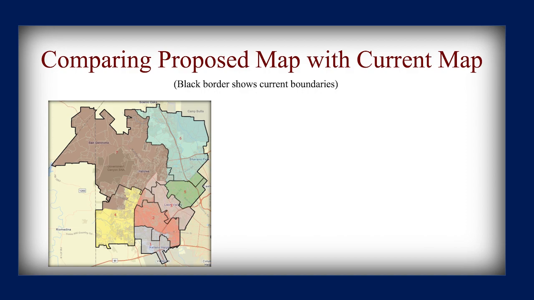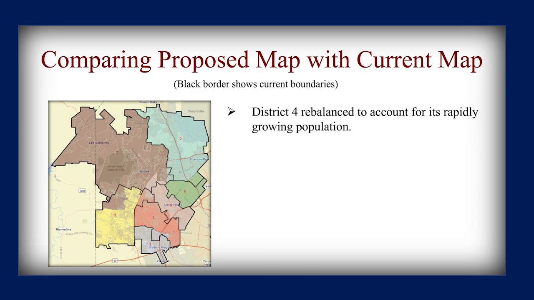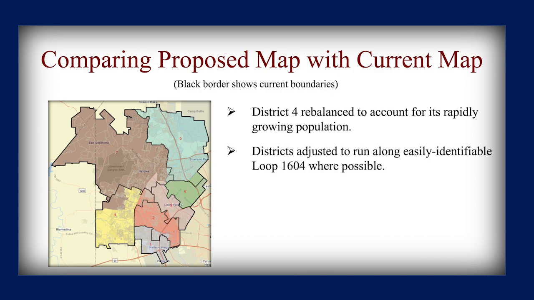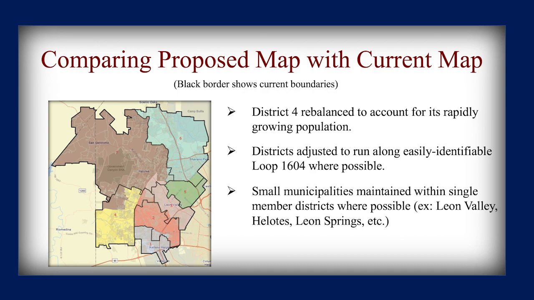The multicolored regions display the proposed single-member districts, and the black lines show the current boundaries. Here we see that District 4 was rebalanced to account for its rapidly growing population, and multiple districts are shown with easily identifiable boundaries running along Loop 1604. Small municipalities maintained within single-member districts where possible. Existing boundaries maintained where possible.